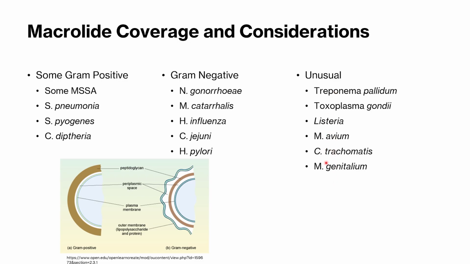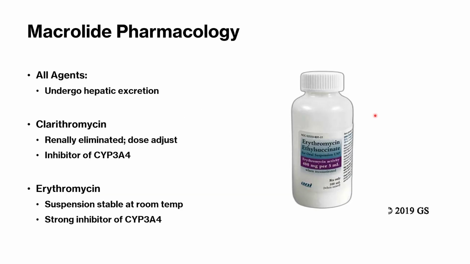trachomatis, and M. genitalium. So, what makes them unusual, it's just they don't follow the traditional gram-positive or gram-negative cell wall. Some of these are parasites. Some of them are bacteria. It's just kind of a case-to-case basis type thing.